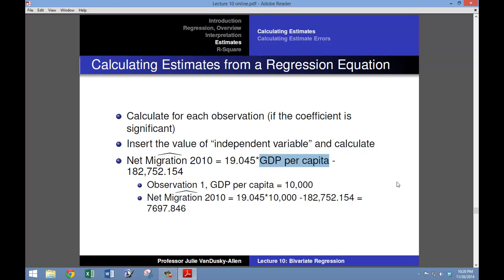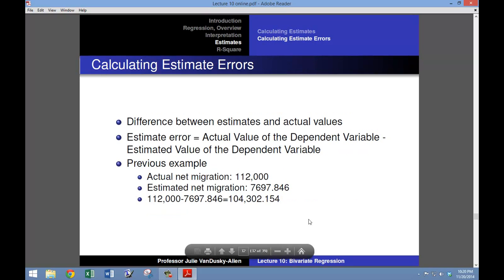So let's say in observation 1, GDP per capita was 10,000. We would calculate net migration hat equals 19.045 times 10,000 minus 182,752.154, which equals 7,697.846. An estimate from a regression equation gives us an estimate for a specific observation.